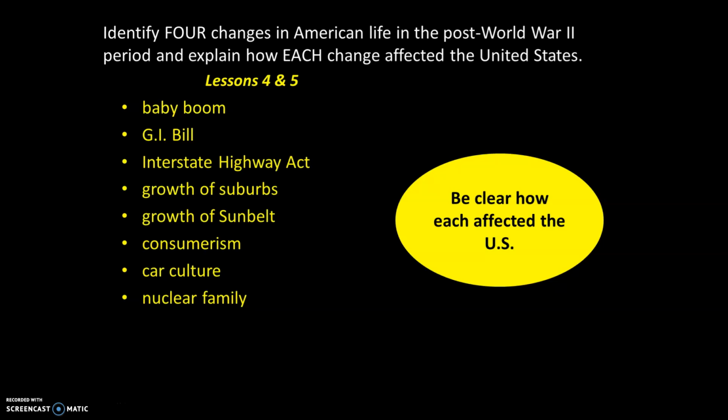So some things might actually affect, or the effect of some things might be some of the other ones. For example, the Interstate Highway Act made it easier for people to commute from the suburbs into the cities where they worked, and that contributes to the growth of the suburbs. So the effect of that is actually another change that we see with the growth of the suburbs, and you can use the growth of the suburbs then sort of chain these together to explain what are the effects there.